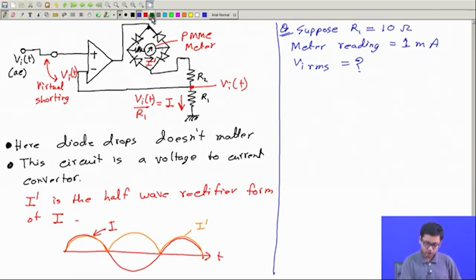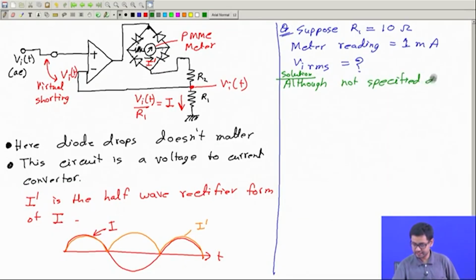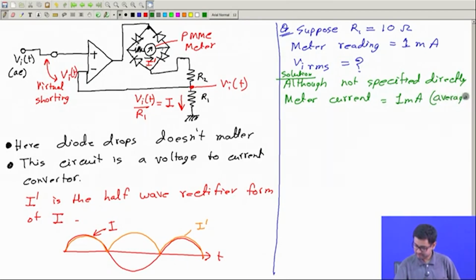Okay, so solution: although not specified directly or explicitly, the meter current is 1 milliampere average. Okay, the meter current which is half wave, sorry, I made a mistake, this is full wave.